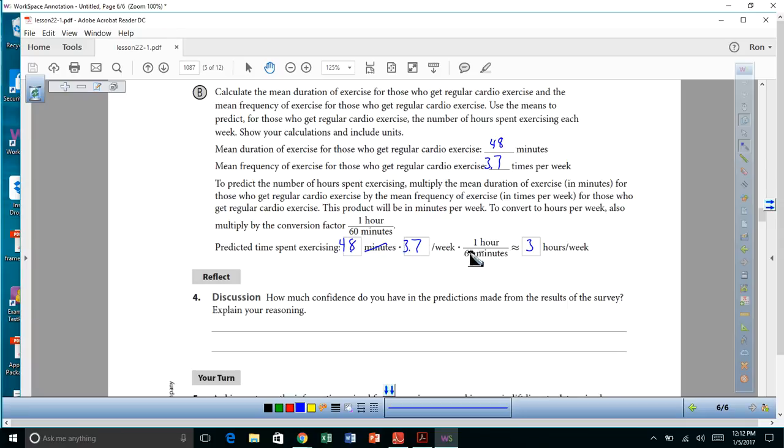Scratch out the minutes. Okay, and that leaves you hour and week. And 4.48 times 3.7 is 3 hours.